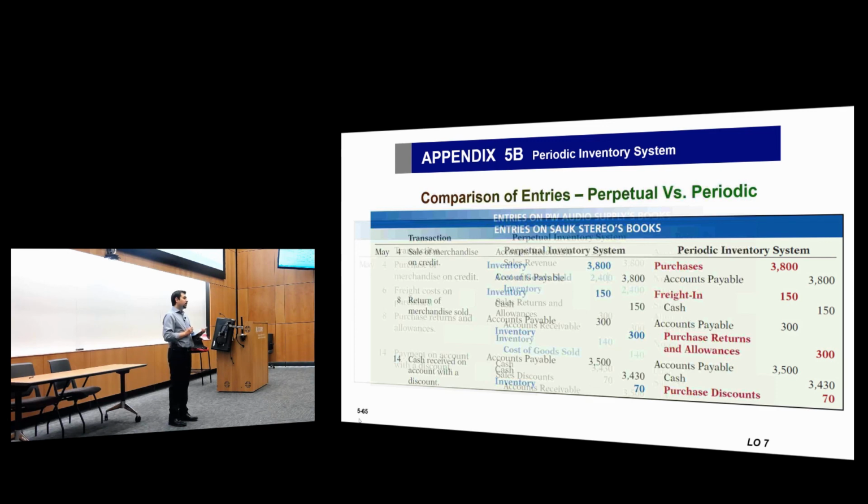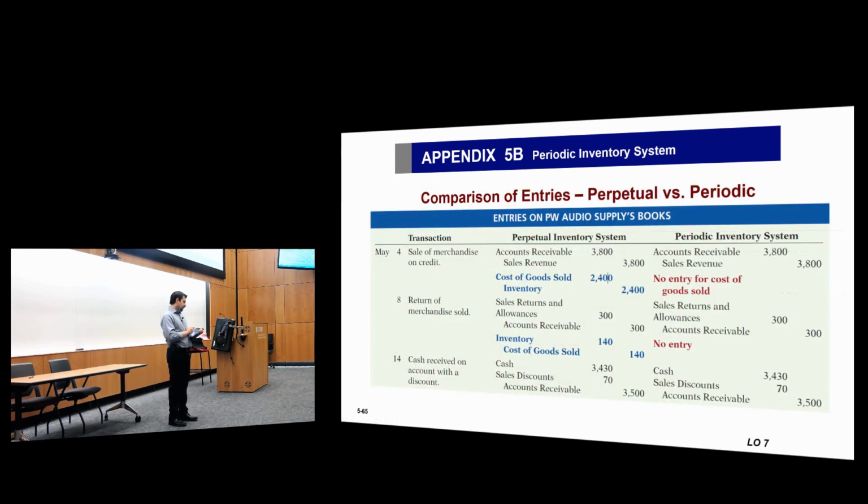And on the sales part, we calculated the cost of goods sold after every transaction. Here, there was no entry for the cost of goods sold. Any questions?